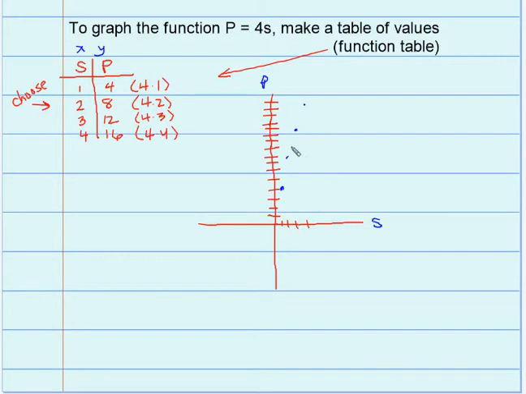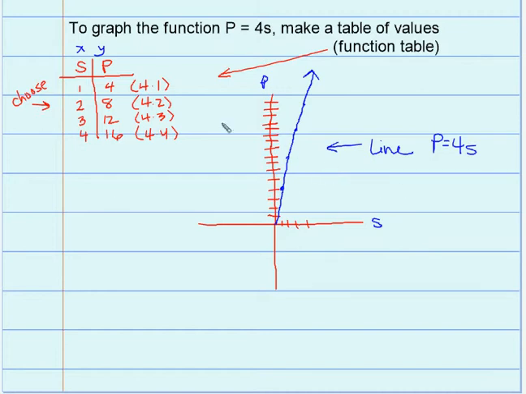Those are the points. Now, what happens is I can draw a line and it would go down to 0, 0 if you draw it to scale, because I know that that ordered pair 0, 0 is in there. This becomes a line that represents the function P equals 4s.